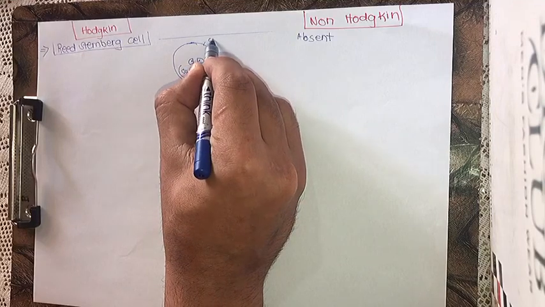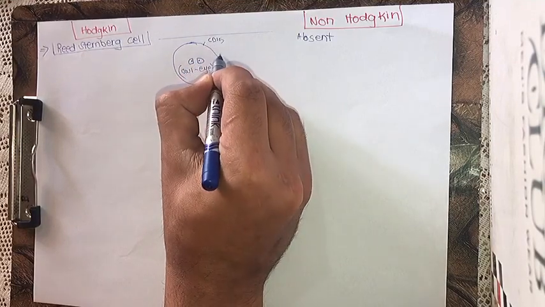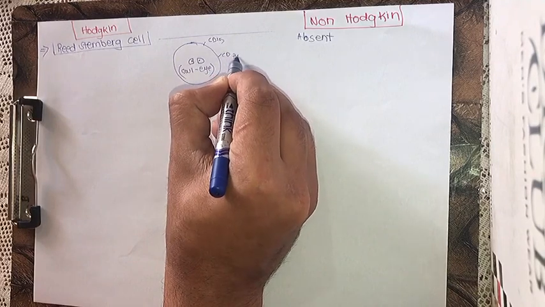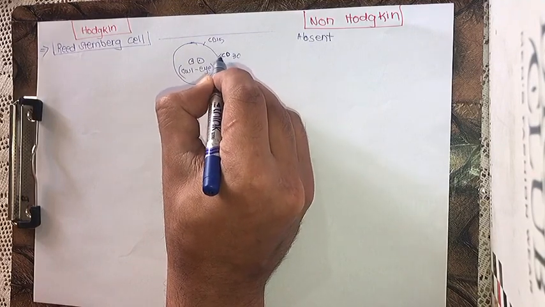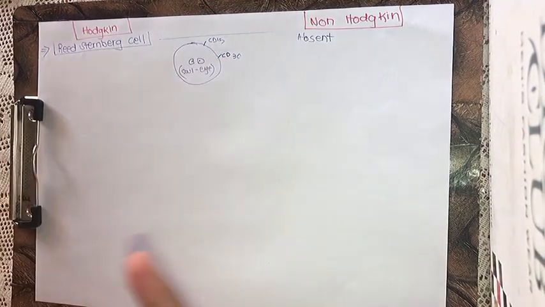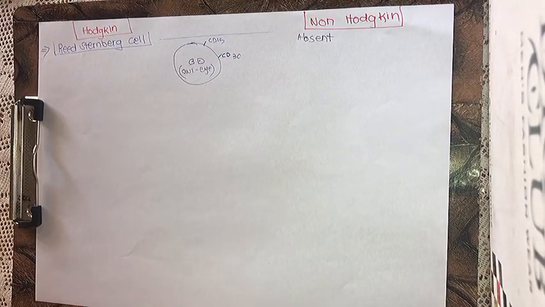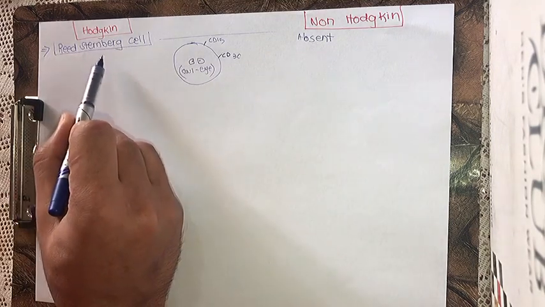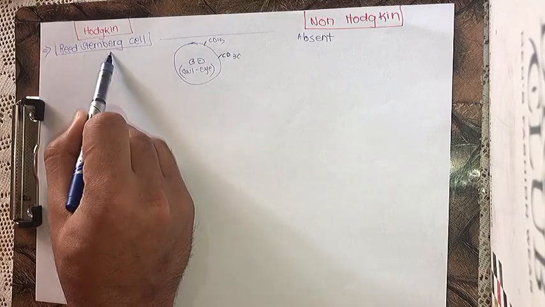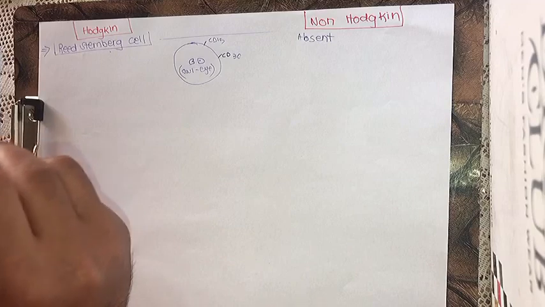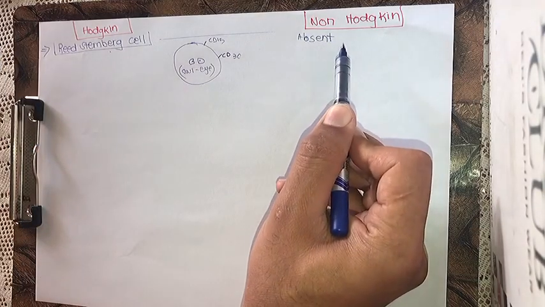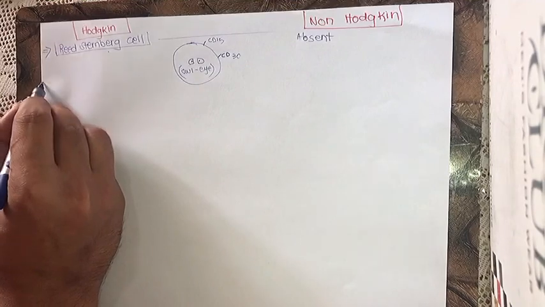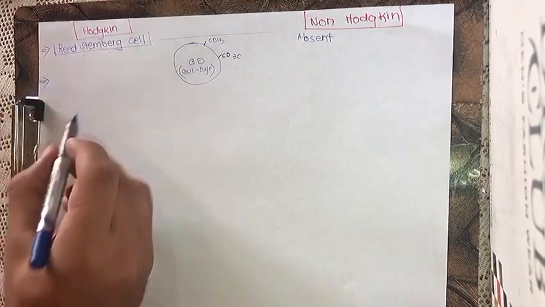One is CD15 and the other is CD30. These surface markers will be positive in some variants of Hodgkin's lymphoma, and negative in some variants. We'll come to the variants later, but first remember that the Reed-Sternberg cell is the characteristic feature of Hodgkin's lymphoma, and it will be absent in non-Hodgkin's lymphoma. So this was the first difference.